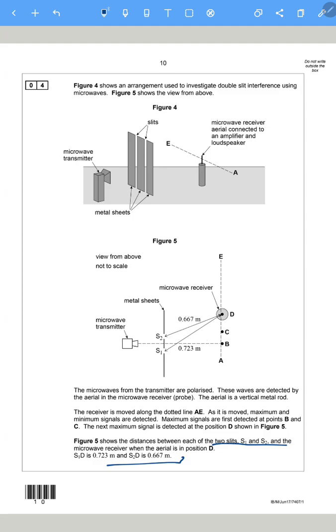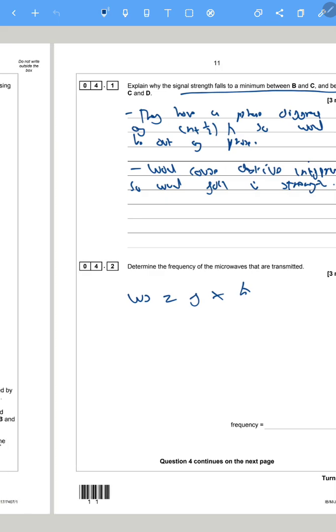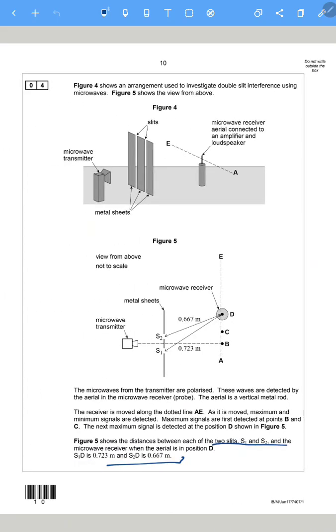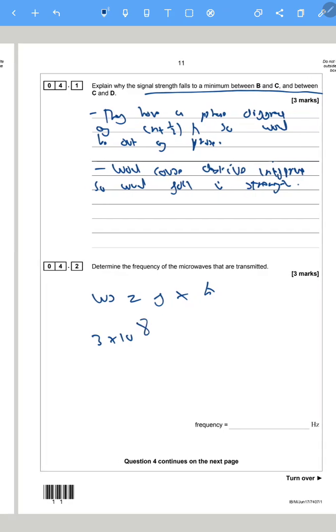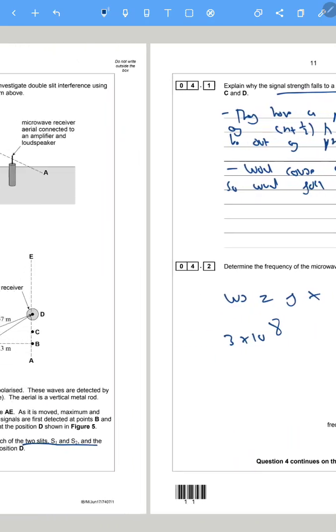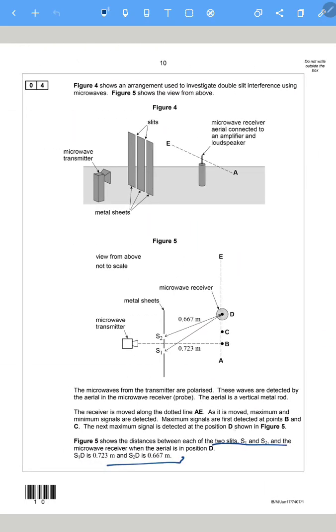Okay, so two slits. So we're working out the frequency, and we know the wave speed. The wave speed is 3 times 10 to the 8, I'm pretty sure. 3 times 10 to the 8 is the wave speed. And the wavelength is the distance between the 2 slits, and the microwave receiver is that. And why does it tell you how long it takes?